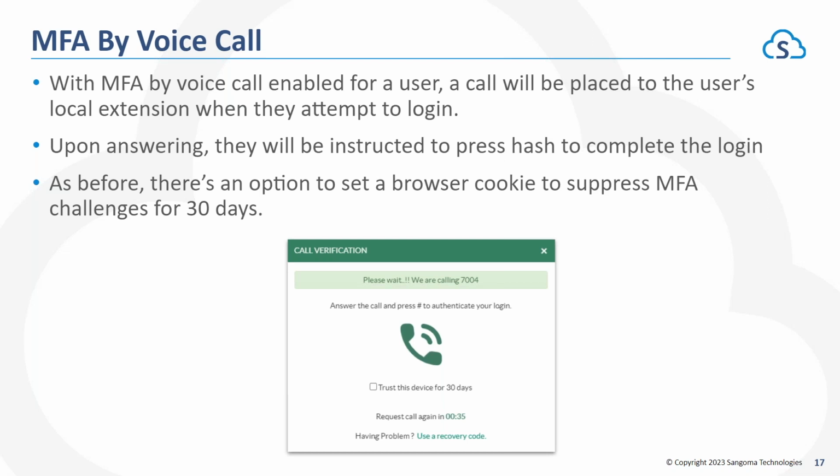If the user opts to get a voice challenge for the MFA authentication token, after they successfully enter their password, you will see a little call verification window pop up and the local extension number will ring. This is the extension number associated with the user in user management. They cannot control which phone rings. Once they answer the phone, they will be given a short greeting, after which they will be challenged to press pound to continue with the login. Once they do that, the call verification window from the login attempt disappears and the session continues exactly as it has always done. And once again, there's a little toggle to trust the browser session for 30 days.